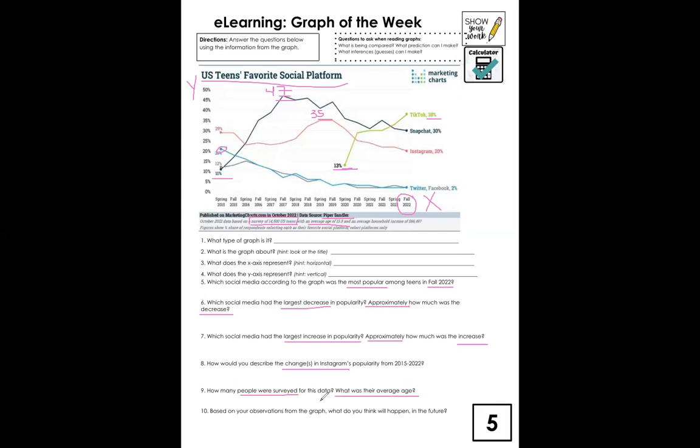Question 10 is asking, based on your observations from the graph, what do you think will happen in the future? So taking a look at the trends, which social medias are decreasing, which social medias have been increasing. If we did this graph again in 2025, what do you think this graph would look like?